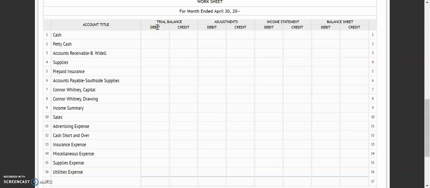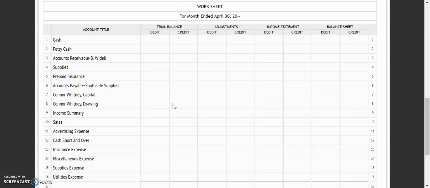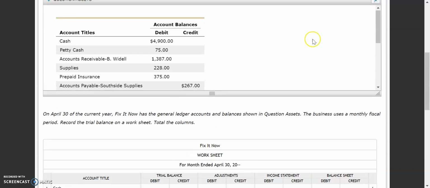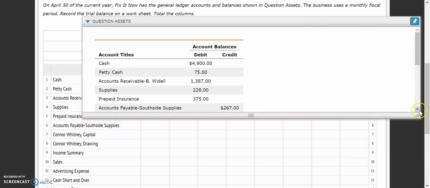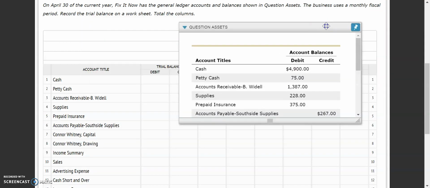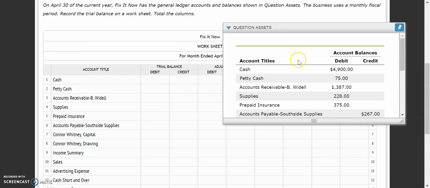The whole point of doing a trial balance before we get started is we want to make sure our debits and credits are equal. Because before we get going and do all this other information over here, remember that the crux of accounting is to make sure that your debits equal your credits. And if they don't, obviously you have an error and you would need to go fix that. So really, today is pretty simple in the fact that all you're doing is putting the information that is found in our question assets into our trial balance.